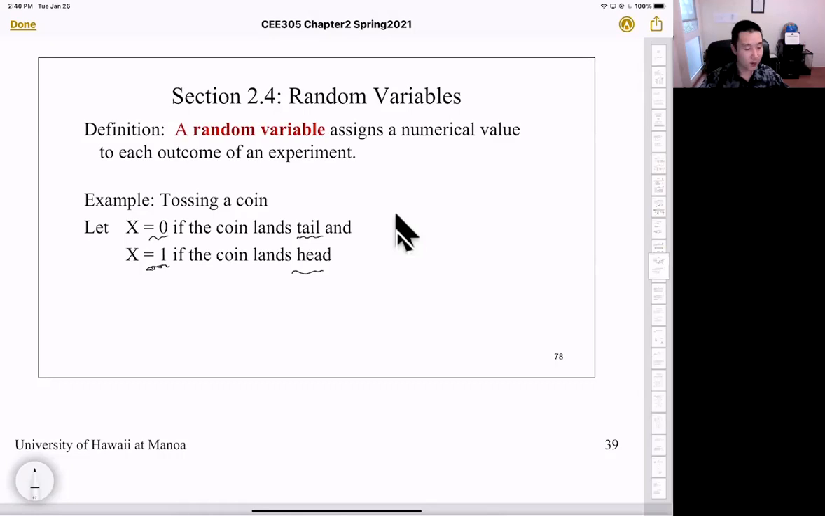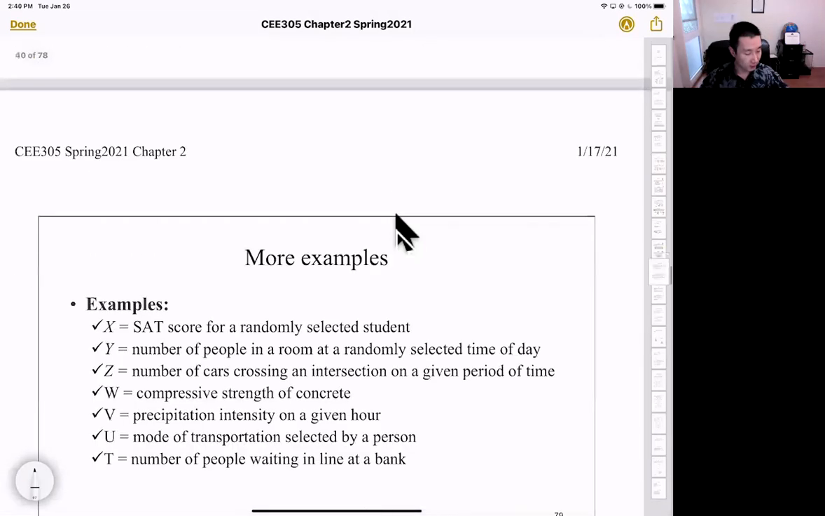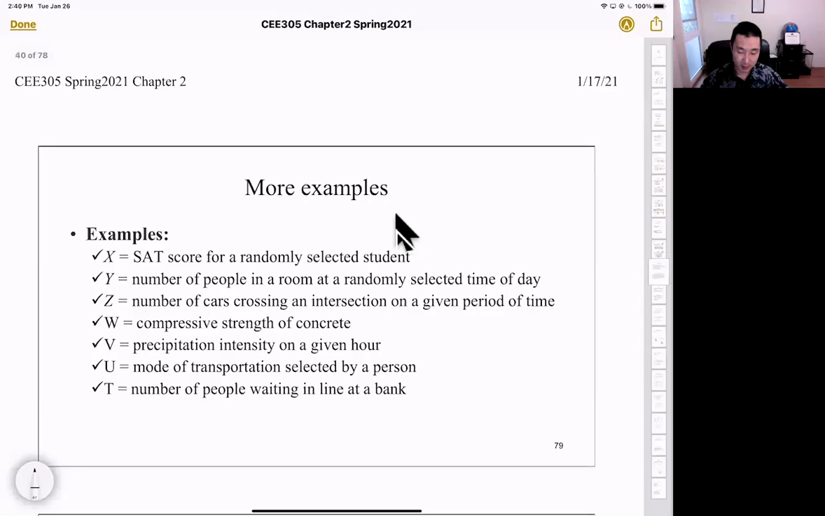So we can assign numerical values to random variables. Here are some other examples: SAT score, number of people in the room, number of cars at an intersection, compressive strength of concrete. Then we're going to give a unit, for example, megapascal.